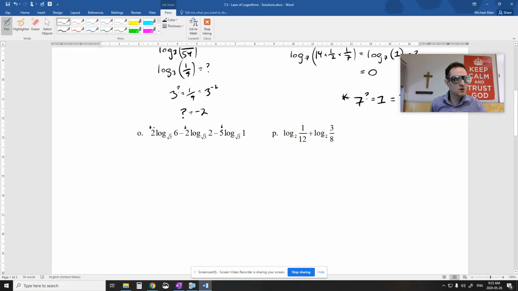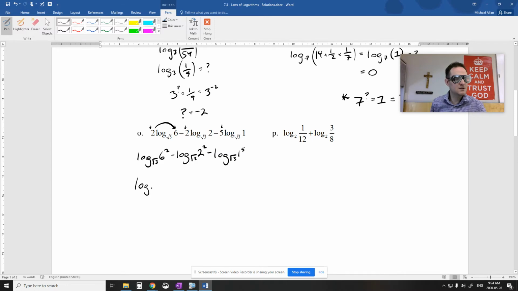So remember the rule is that if there's a coefficient in front, I can bring that up, and it could be the exponent over here. So I'm going to go log base 3 of 6 squared minus a log base root 3. That's kind of a weird base, but 2 squared minus log base 3 of 1 to the power of 5.